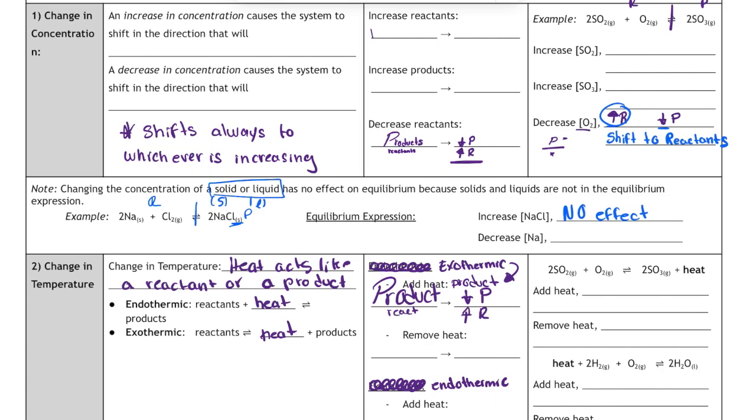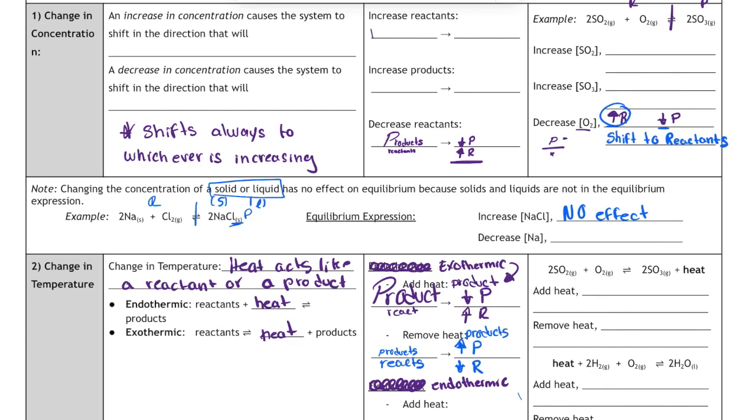Okay, remove heat. We're still in exothermic, so this is products, right? So we're going to remove. So let's go ahead and write products really tiny and then reactants normal. So now products need to increase, right? And reactants need to decrease. Okay, I'm going to do this example and then I'm going to let you do these other ones.